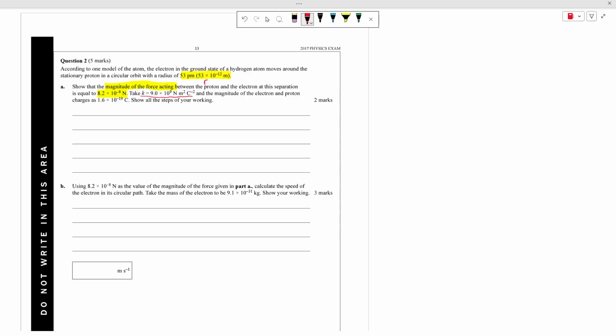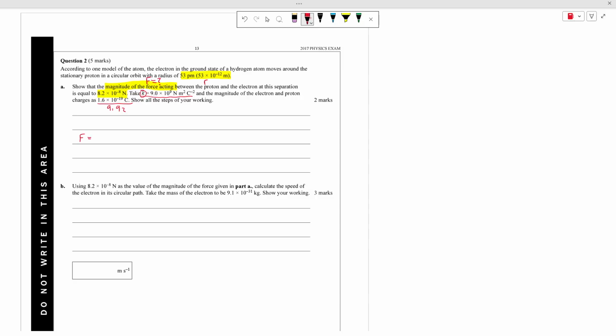And we've got the charges of both the proton and the electron. And so we need some way to relate all of that information together. So that's Q1 and Q2. There's K. So we've got K, Q1, Q2, R, and we're trying to work out the force. Okay, so that's straight from your formula sheet.